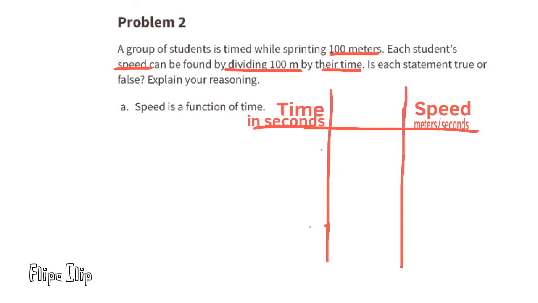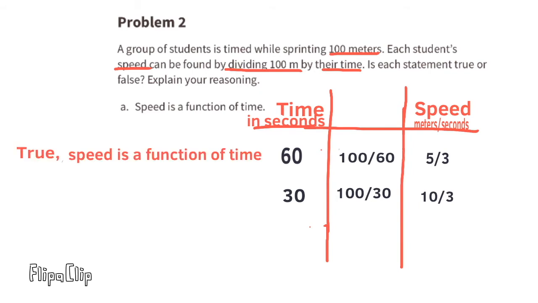Let's just say the time for one of the runners was 60 seconds. 100 meters divided by 60 seconds would equal 5/3. If the input was 60 seconds and the function was 100 divided by the input, the output would be 5/3 meters per second. Imagine the input was 30 seconds. The function would be 100 divided by the input, and the output would be 10/3. That would mean that the speed would be 10/3 meters per second. This is true. Speed is a function of time.